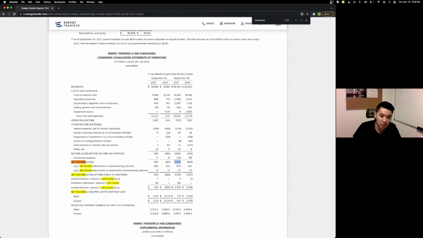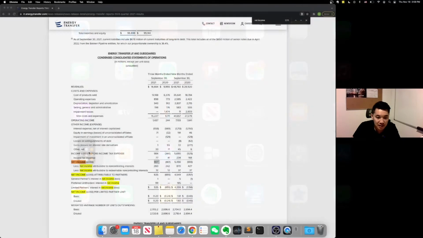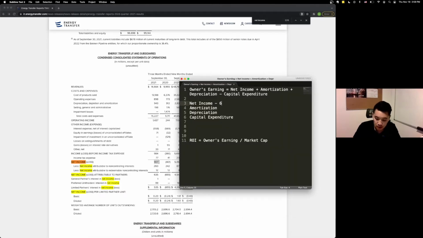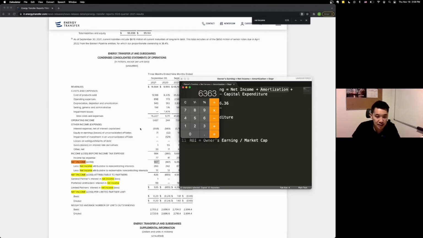Since this is only up to date for Q3, let's assume Q4 will have the same amount of net income as Q3. Let's take a look at what that number will be using that assumption. It's 5456 plus 907. This is 6.36 billion. So let's make a note of that, 6.36.